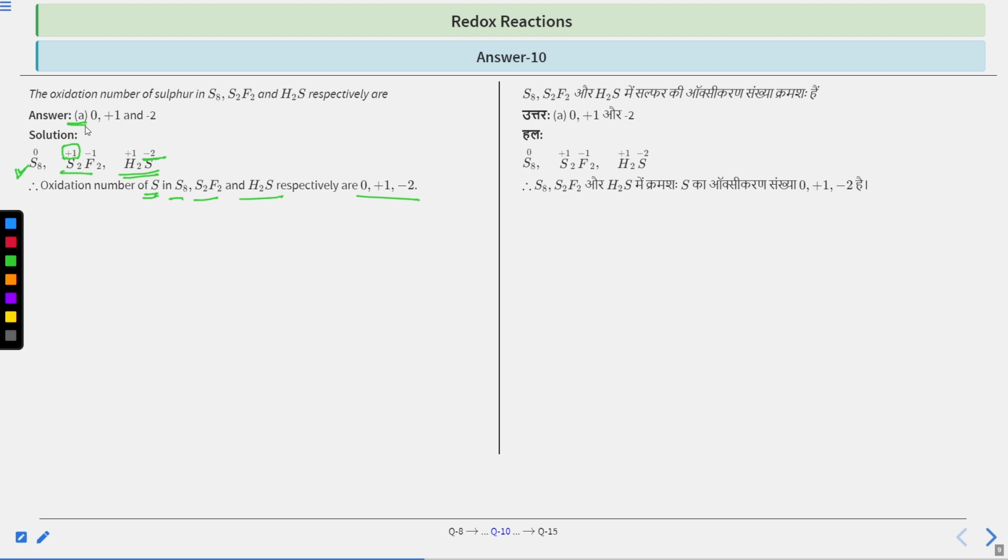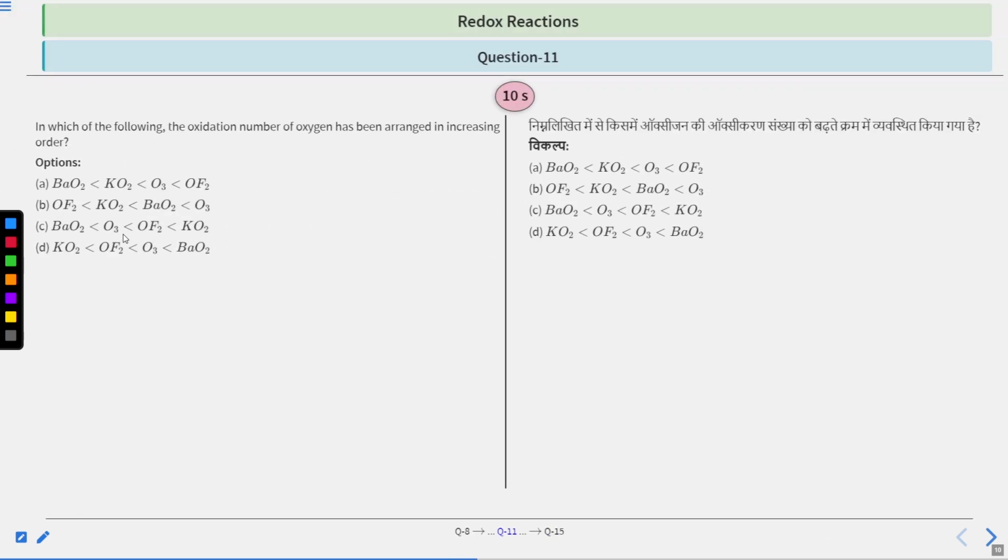Okay, and how can we determine this? We just have to keep in mind the rules for determining the oxidation number of an element in a compound, and then we can clearly find the sulfur oxidation number in these three molecules. Thus the correct answer is option A.